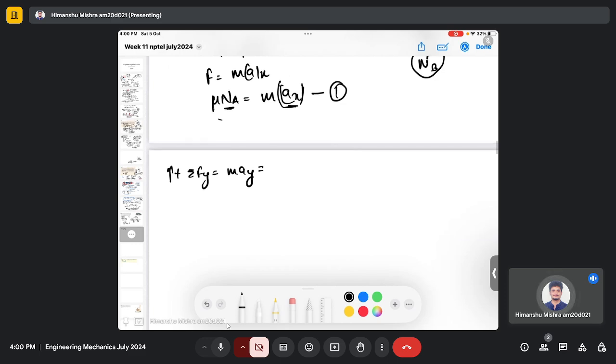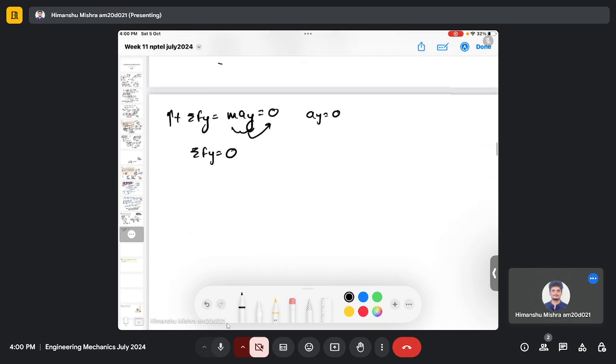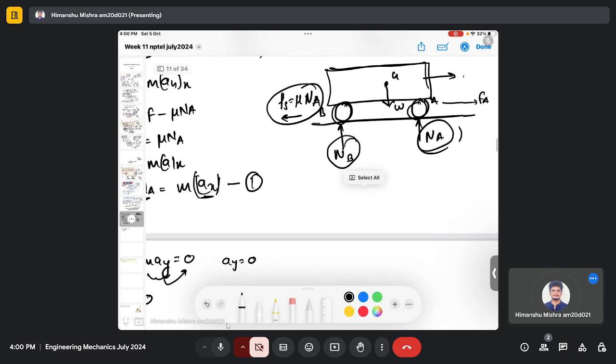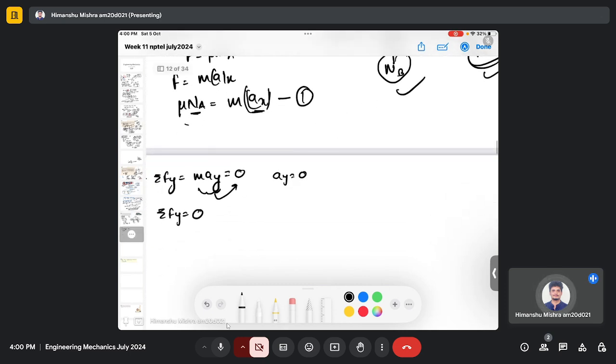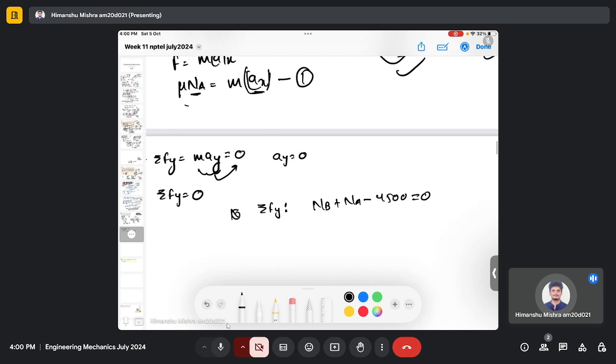Now there is no acceleration in the y direction, so basically this is a problem of equilibrium in the y direction, where the summation of force in the vertical direction equals 0. And what are the vertical forces? We have Na, Nb and the weight. So it will be Nb plus Na minus 4500 equals 0. Right, so this is my equation 2.